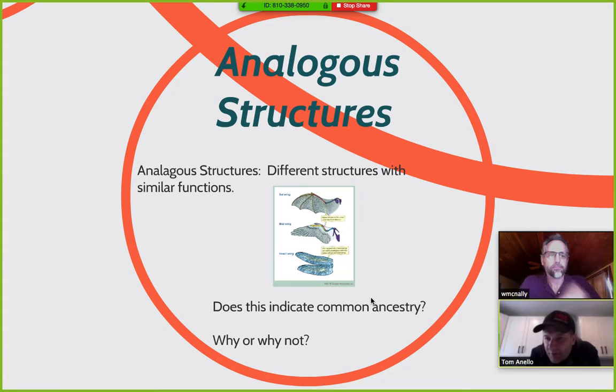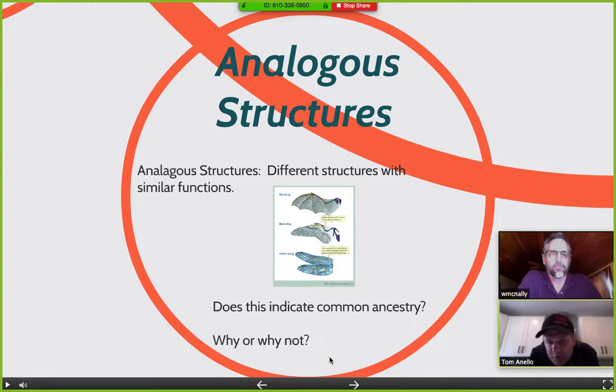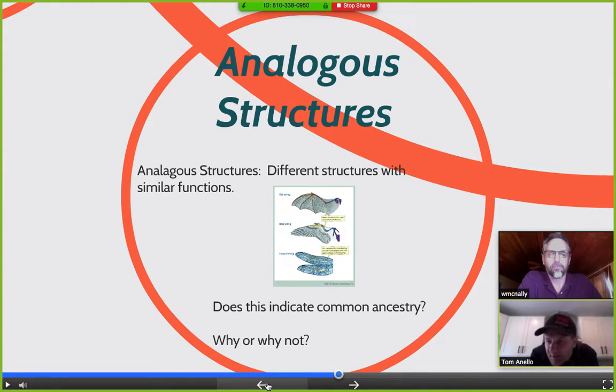You talk about how they're built. And since a bat's wing is built similarly to a whale's fin, they would be more closely related than a bat and an insect. So it's all about the structure, not the function. So hopefully that makes sense to you guys.